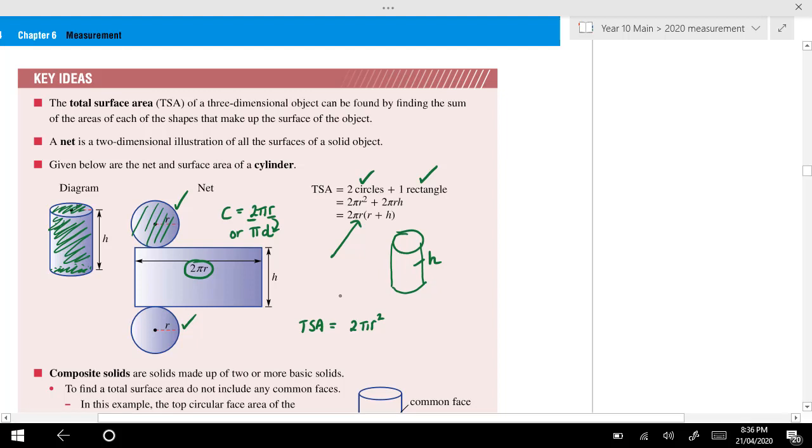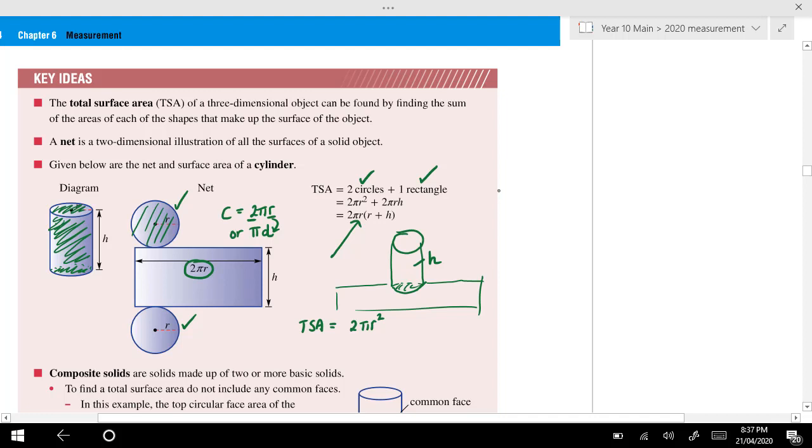Sometimes you'll have to think it through. If I was to have, for example, a circular cylinder sitting on a rectangular sort of face, then maybe I wouldn't count that bottom one there, because if I was painting this, I wouldn't have to paint this circular section here. So you might have to take it away. All right, getting back to it then.